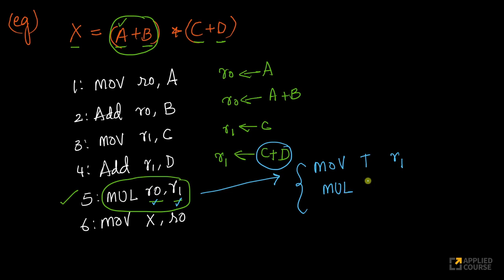Right? Now what do I want from R0? What does my R0 contain? My R0 contains A plus B, comma T. Now what is in T? C plus D is in T. So whatever is there in A plus B is multiplied with C plus D and it is stored in R0.